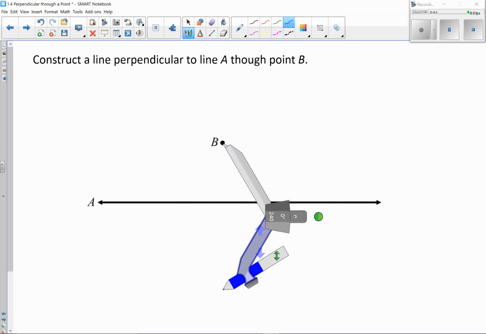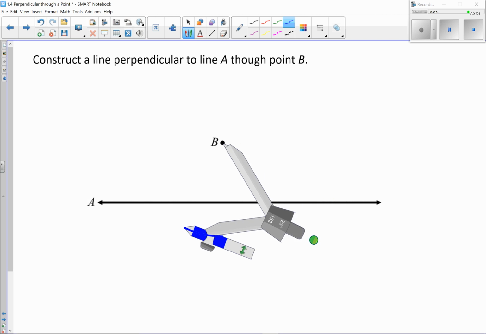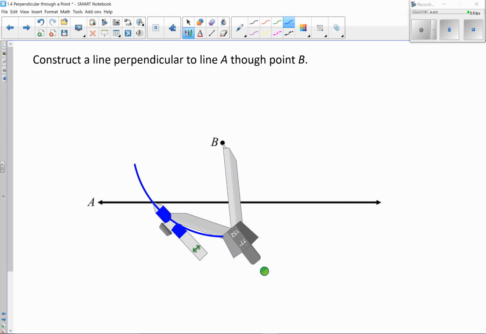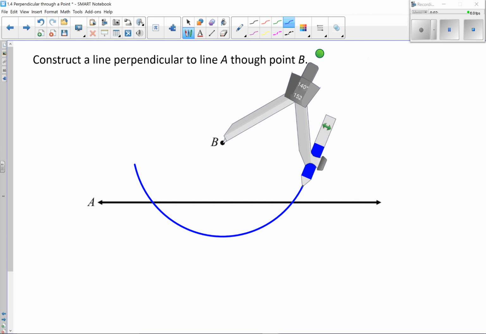But it doesn't matter as long as you are below the line in this case, or past the line if it's not necessarily below it. I will create an arc that goes into two places on that line. So I'm going to draw once to the right, once to the left, and as you can see, I've now created an arc that intersects line A in 2 points. So I'm going to draw in the points there on this line segment.